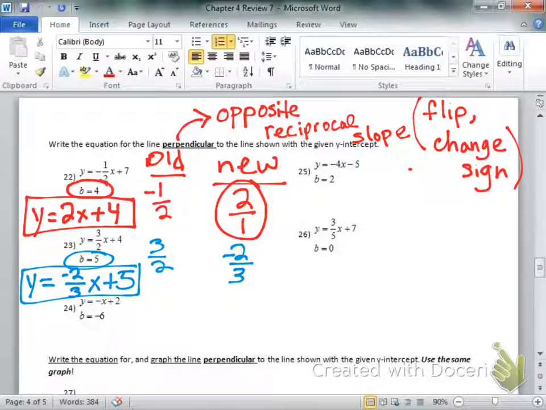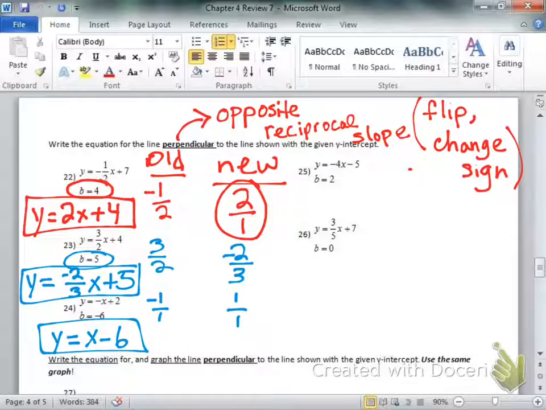Alright, number 24, what is the slope at the moment? What's the old slope? Negative 1 over 1. We'll write it as a whole number. Flip it, change the sign. What's the new slope? Just 1 over 1. Yep. So my equation is y equals 1x. Well, 1x is the same thing as just x, so I'm going to write it as simple as I can. Minus 6. Questions?